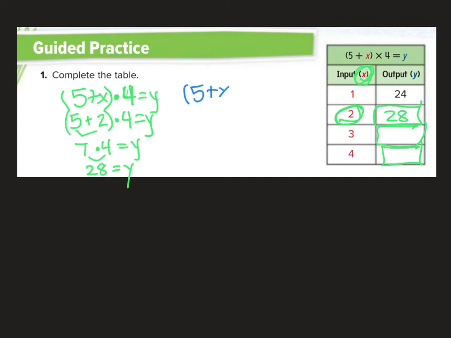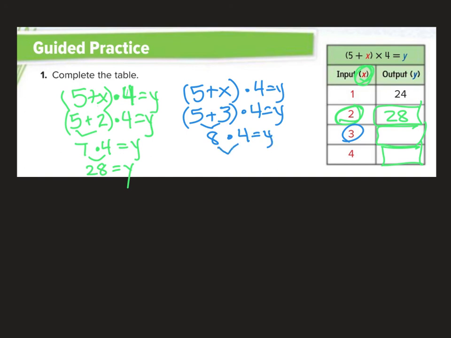5 plus x times 4 equals y. What if x is 3? Okay, 5 plus 3 is 8. Times 4 is y. Bring everything down every time. 8 times 4 is 32. So if x is 3, y is 32.